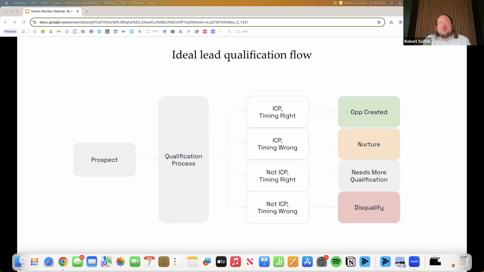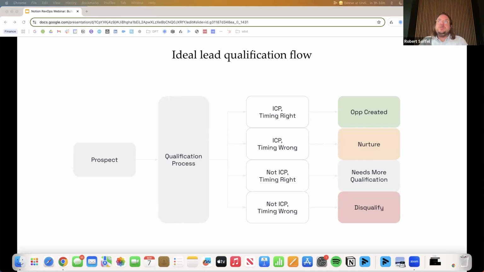As I mentioned before, there should be a standardized qualification process, no matter if it's inbound, outbound, whatever it might be. Some nuance for sure, but by and large, it's a standardized process. So you get a prospect, it goes through the process, and then you've got basically 4 outcomes. Again, I say this is aspirational because it takes time to get here.